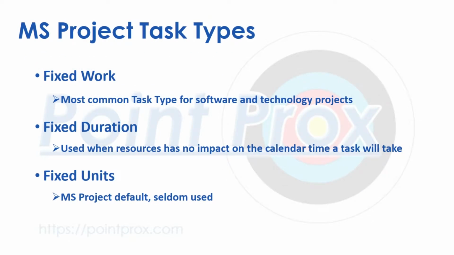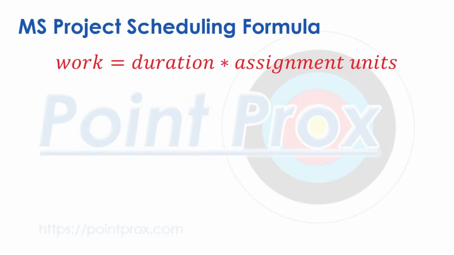So what are task types and what do they do for us? There are three task types: fixed work, fixed units, and fixed duration. Essentially, what fixed means is that although you may change any element of the scheduling formula for a task, Project will not change the element that is fixed by the task type. To help with our understanding, let's take a look at an example.